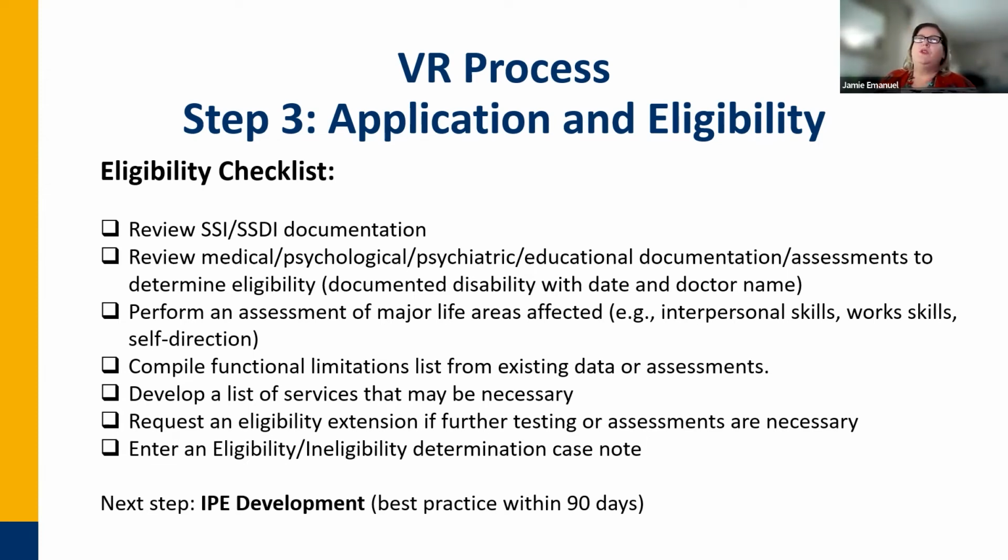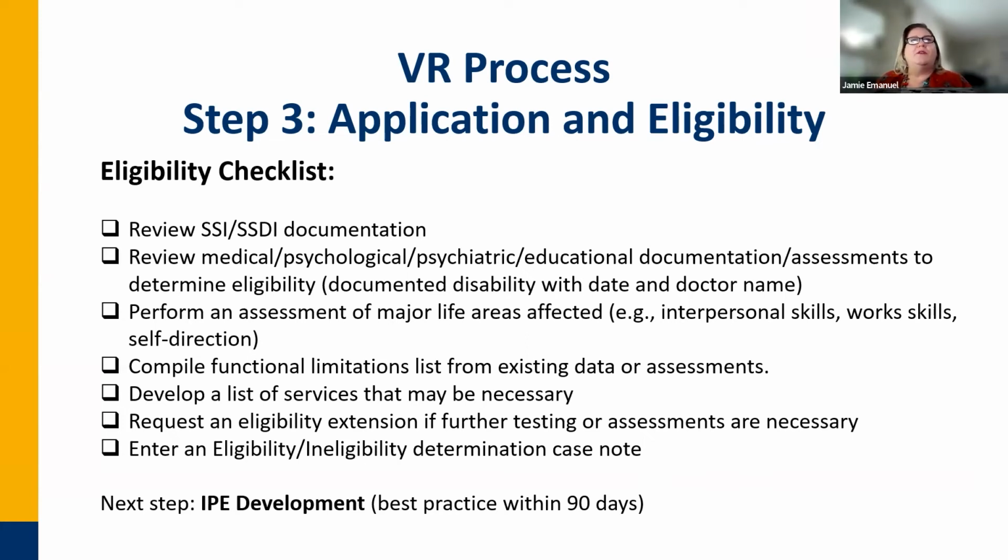Also, make sure you review any of your medical, psychological, psychiatric, any educational documentation, any additional assessments to determine the eligibility, any documented disability. Paperwork is going to always include the name of the disability, the date, and the doctor's name. Make sure when you're looking at those medical documents that the disability has been described by the doctor and dated. That is good documentation.